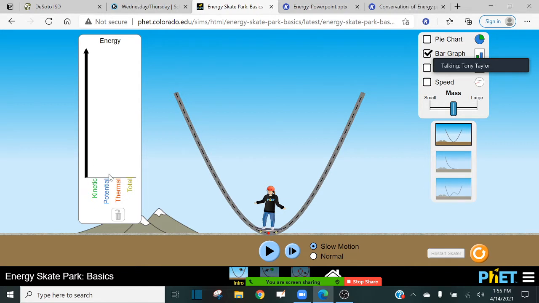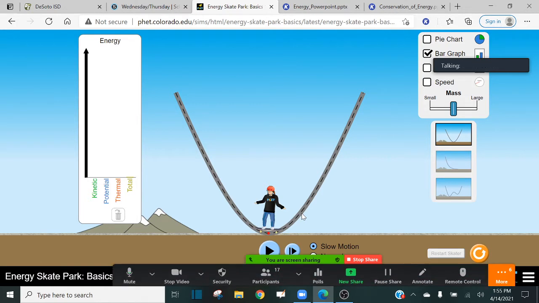So guys, let me ask you a question. Did I violate the law of conservation of energy here? Did I take energy out of the universe by slowing this guy to a stop? What do y'all think? Yes or no? If he slowed to a stop, did I violate the conservation of energy principle here? No. No, I did not.